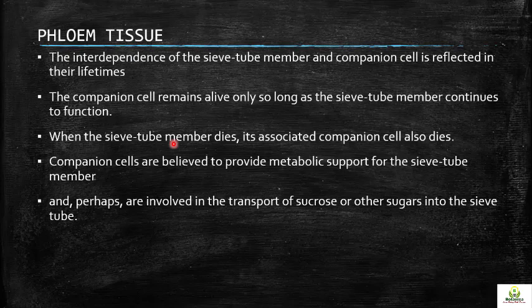Companion cells are believed to provide metabolic support. As these companion cells contain the nucleus and other organelles, they provide everything which is required for the proper functioning of the sieve tube elements, and perhaps are involved in the transport of sucrose and other sugars into the sieve tube members.